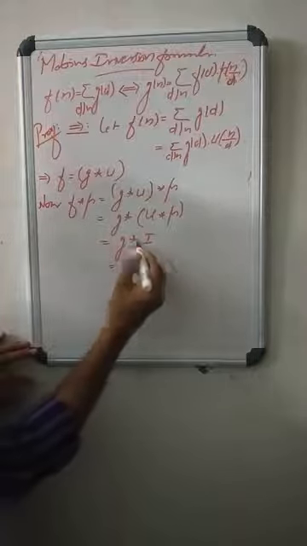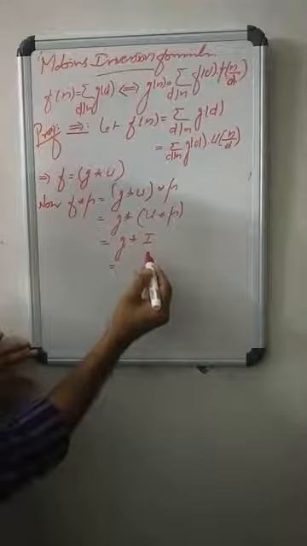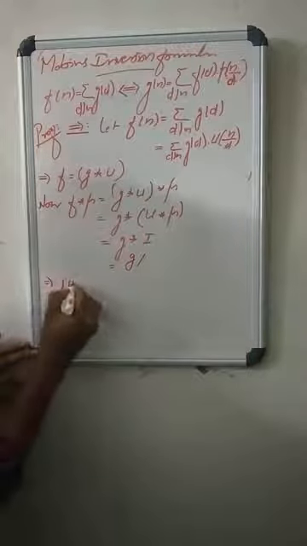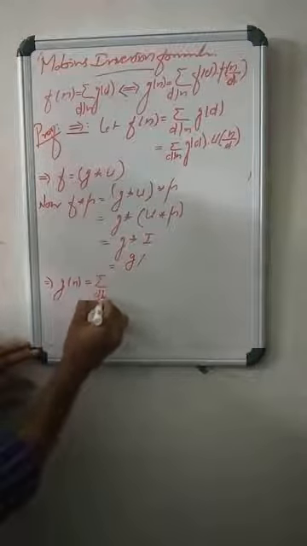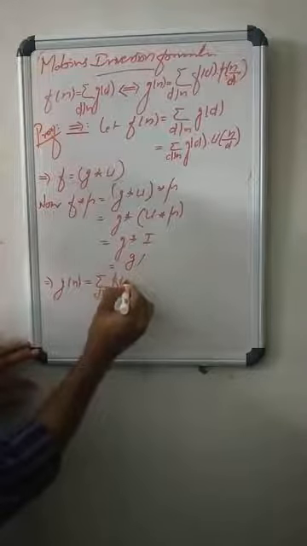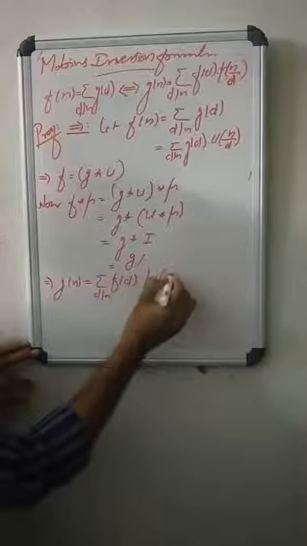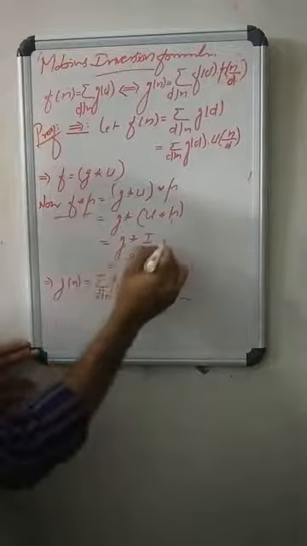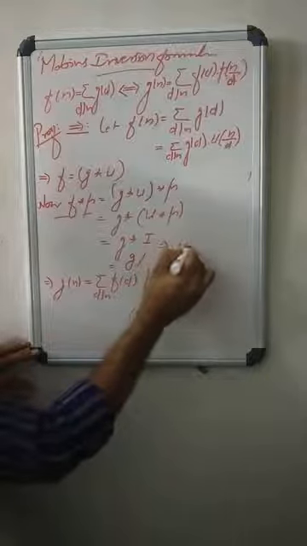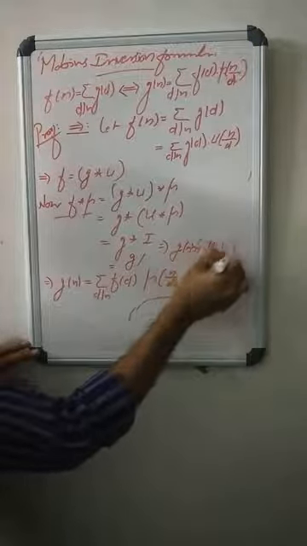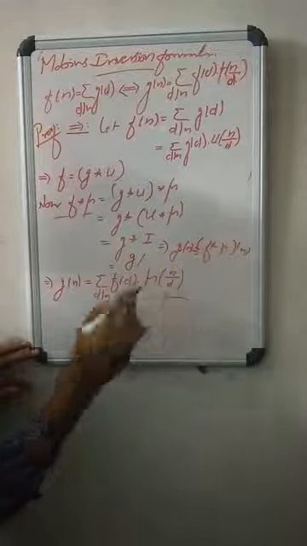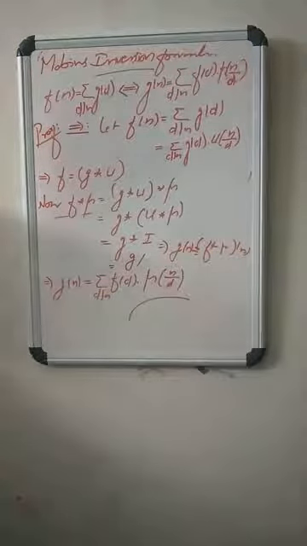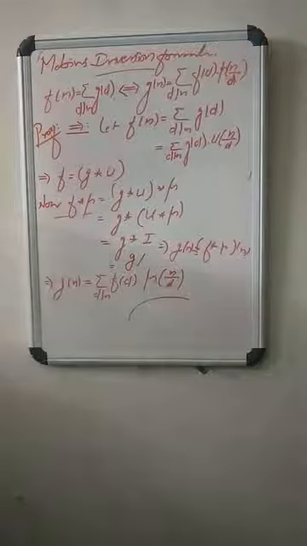We also proved that when I is an identity function, f star I equals f, so g star I equals g. So that means g of n equals sigma over d divides n f of d into mu of n by d. From here, f star mu equals g means g of n equals f star mu of n. F star mu of n by definition is sigma over d divides n f of d into mu of n by d. So the necessary part is finished.